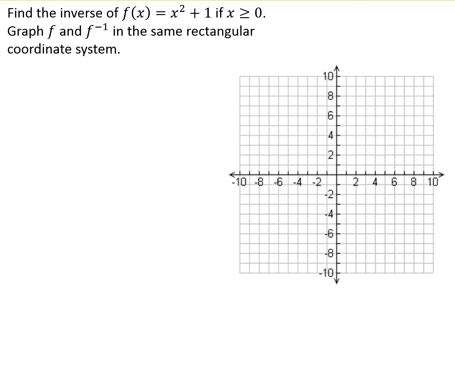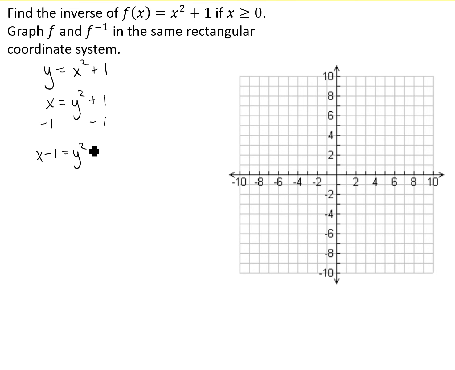We'll start off by finding the inverse of this function. So I'm going to replace that f of x with a y. So I have y equals x squared plus 1. And now I need to interchange x and y in order to find the inverse. And then we want to get y by itself. So we're going to subtract 1 from both sides.